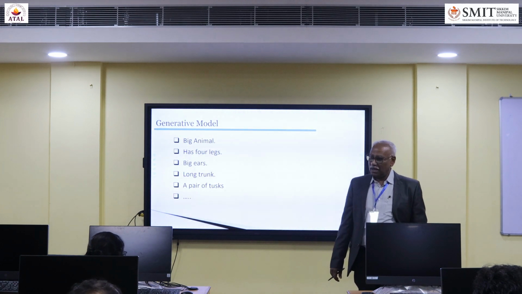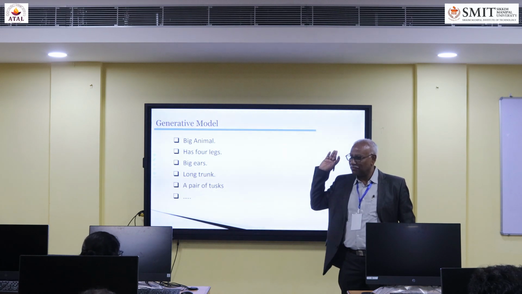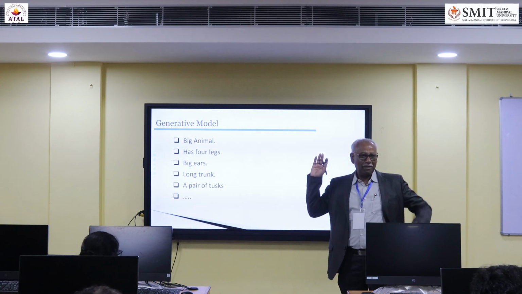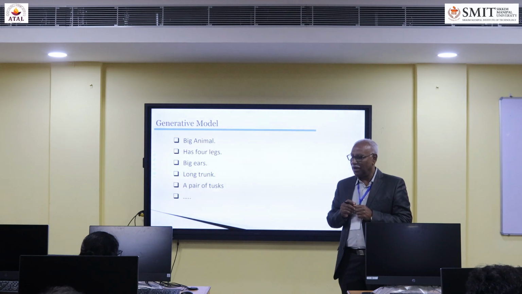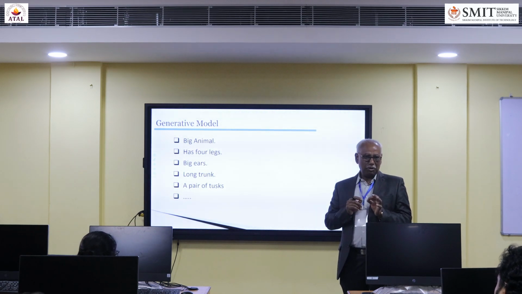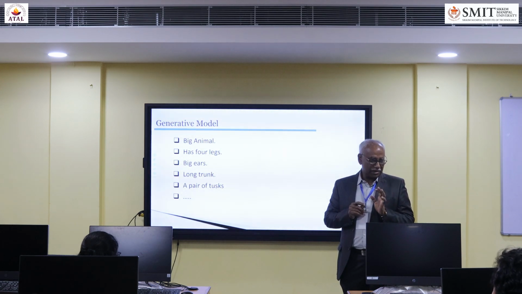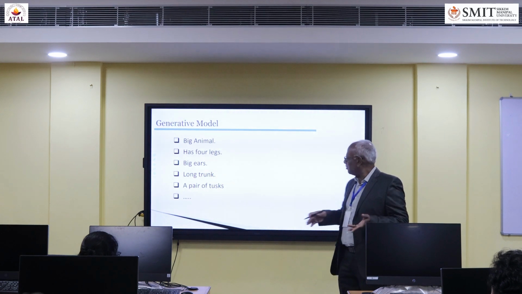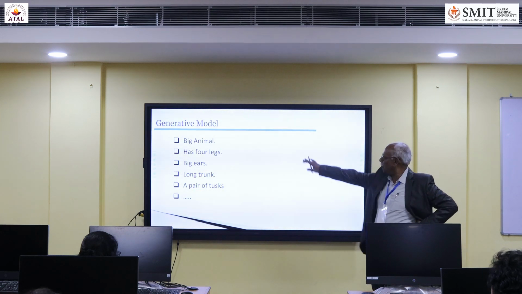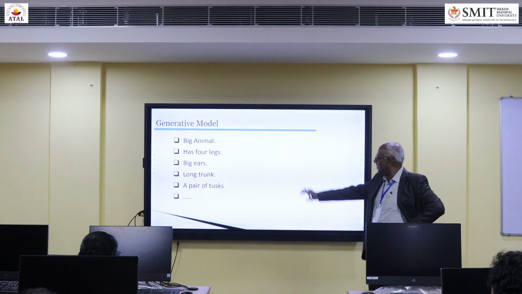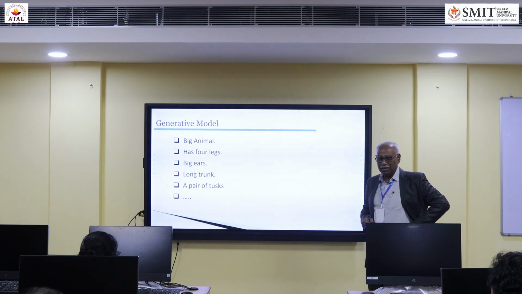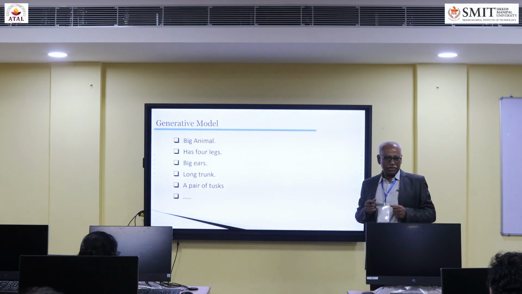Now let me come to my feature vectors. What we said earlier, right? My classification is based on the feature vectors. What does a feature vector give you? It gives you different attributes or properties. Suppose my attributes are like this: the animal is big, it has 4 legs, it has big ears, it has a long trunk, it has a pair of tusks. These are the attributes which are given.